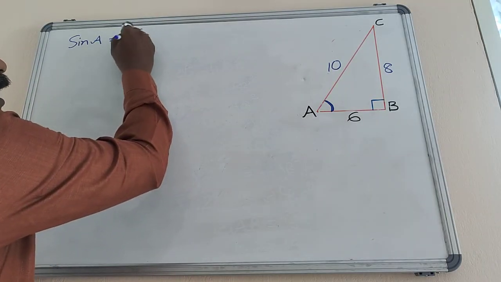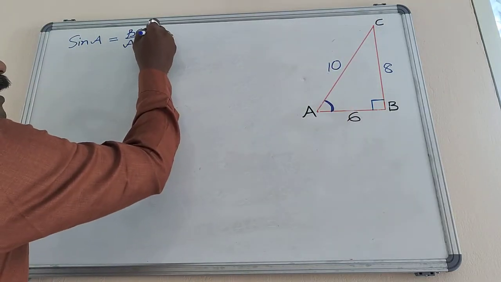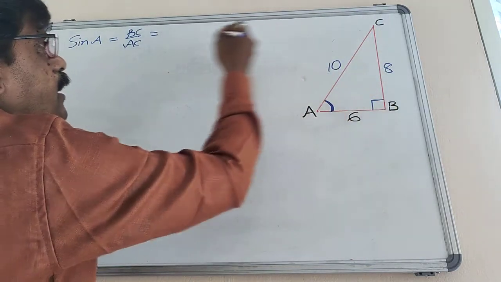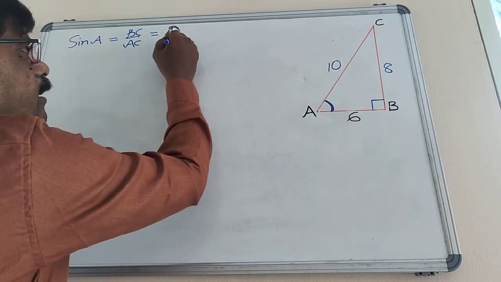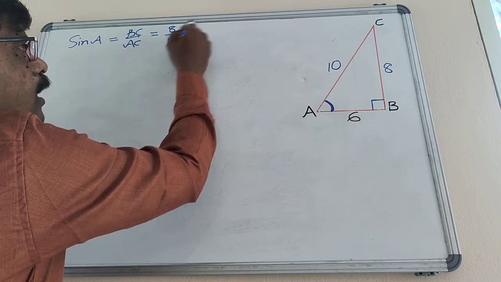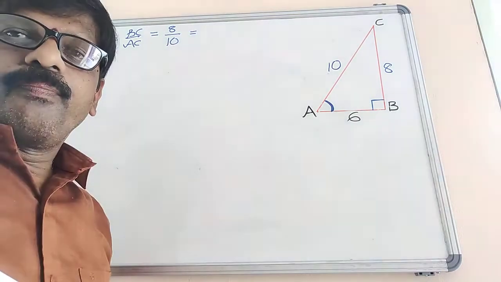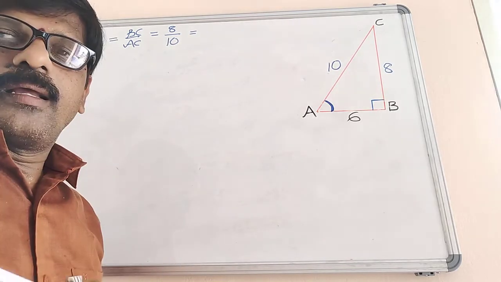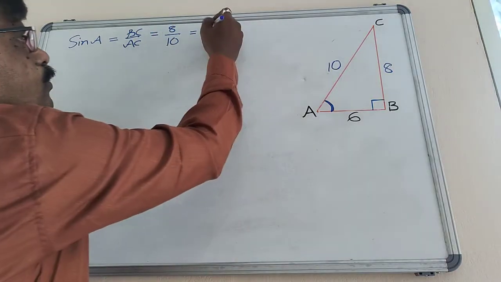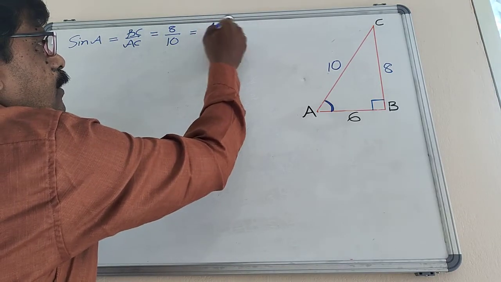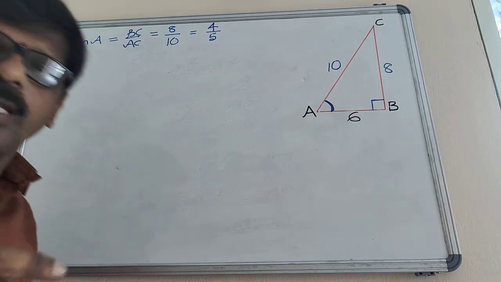By hypotenuse. Hypotenuse is AC. Clear? That is equal, the value of BC is 8 by AC is 10. That is equal, 8 by 10 means in simplest form, 8 and 10 divide exactly by 2. Kabatti 2 4s are 8, 2 5s are 10. Clear? Understood all of you?